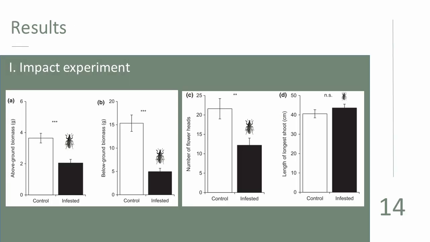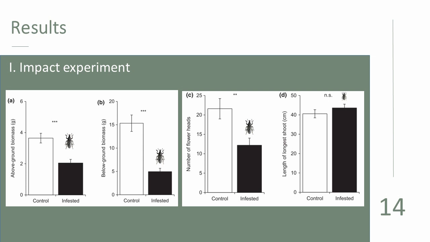The first result in this study is the impact experiment. Chart A is above ground biomass. We can see the significant difference between control biomass and infested plant biomass. By infesting with C. trisulcatus, the decrease of biomass could reach around 44%. In chart B, we can also see different below ground biomass of control plant and infested plant, and the reduction of below ground biomass could reach around 68%.